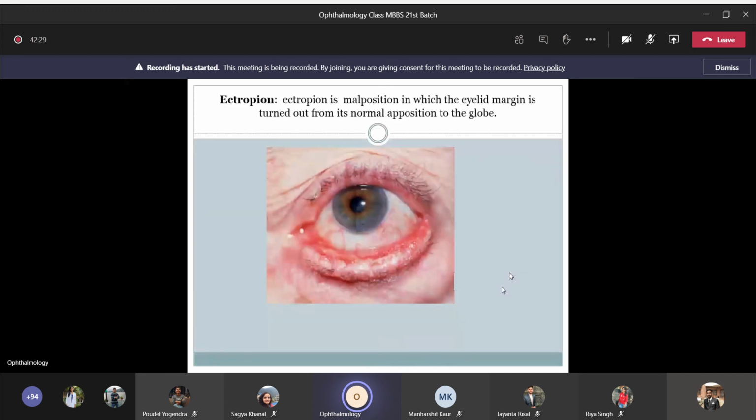Now the next topic is ectropion. Just opposite of entropion is ectropion. So in case of ectropion, the eyelid margin is turned out from its normal apposition to the globe. So here we can see this eyelid margin is turned outward.